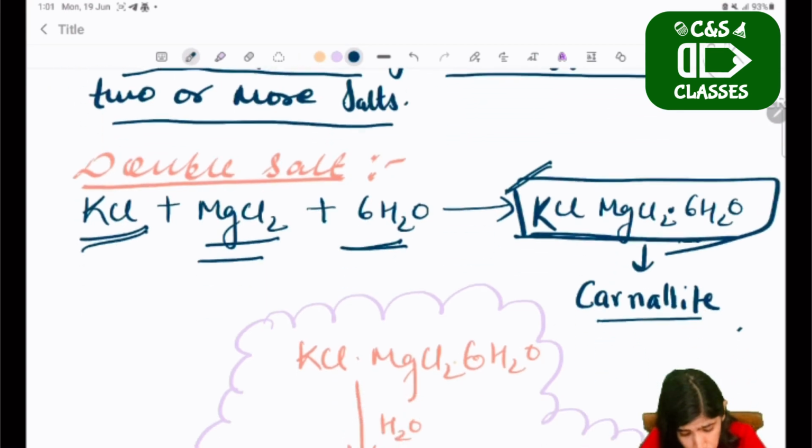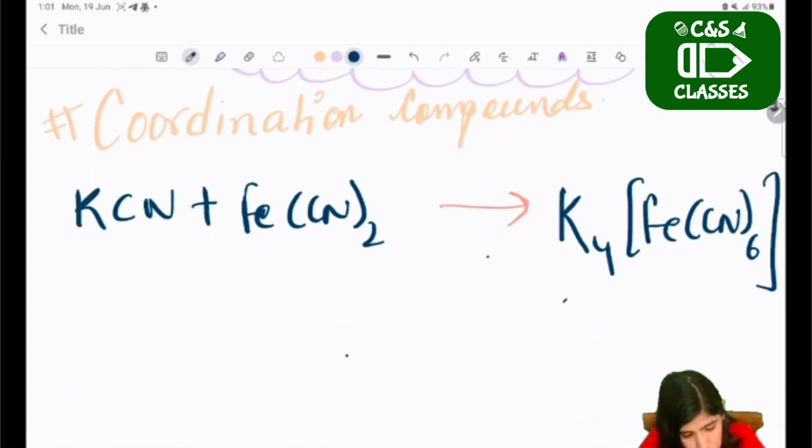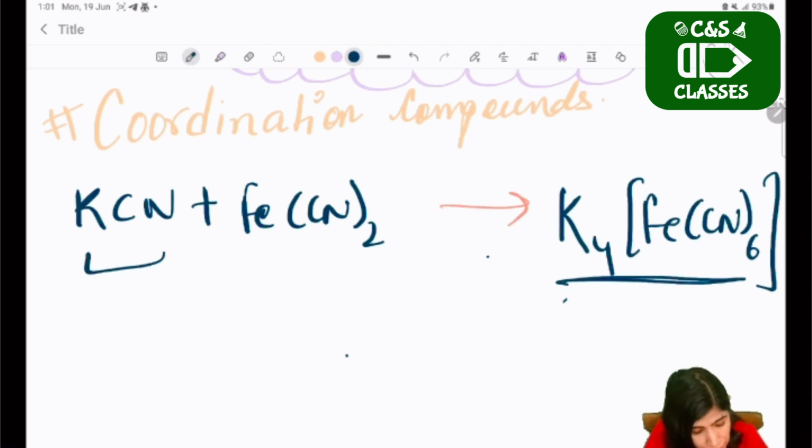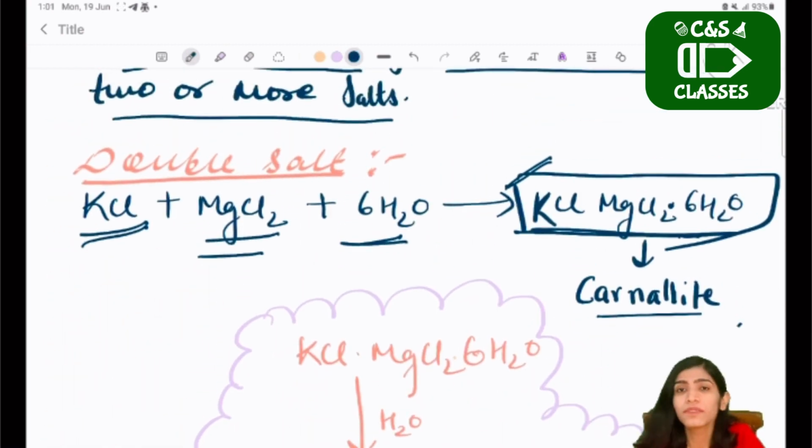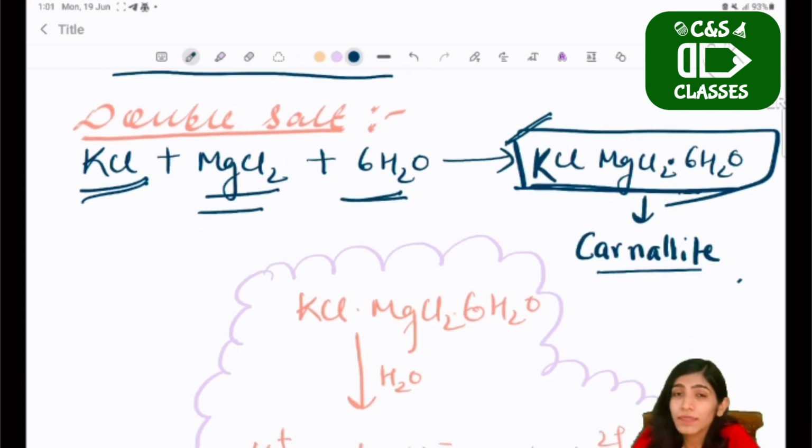Now if we talk about the coordination compound, here I have taken the example of potassium hexacyanoferrate. It is formed by adding KCN and Fe(CN)2, right? Now you must be wondering what is the difference between this double salt and your coordination compound. So basically this difference can easily be understood with the help of a very simple experiment.